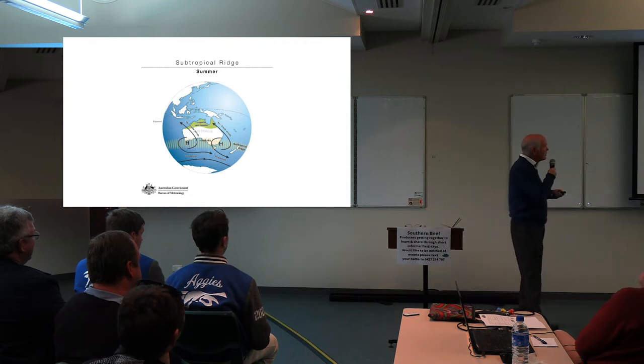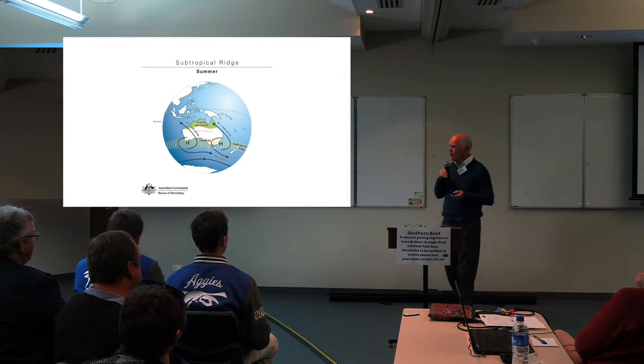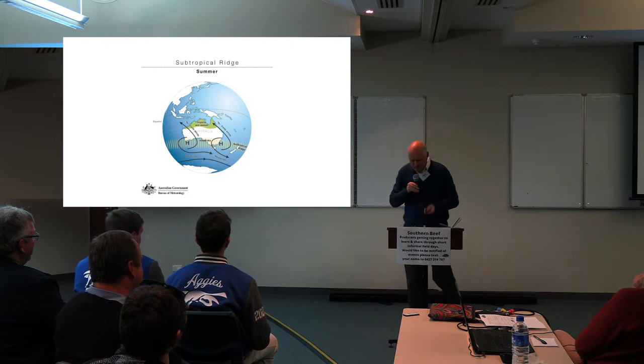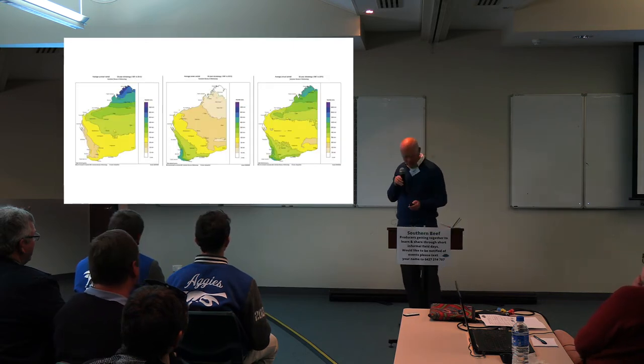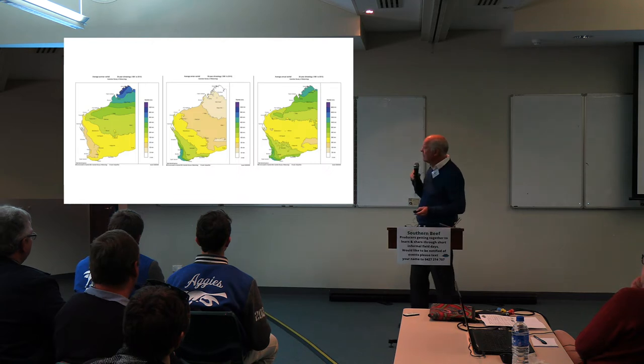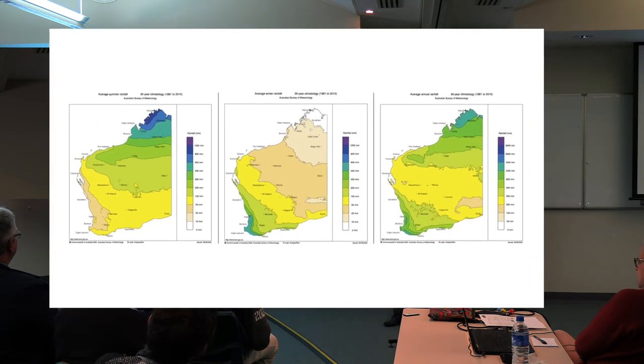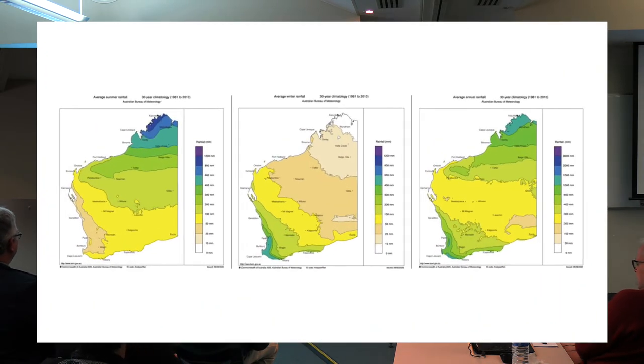So with that subtropical ridge being in the south, we get these very hot, dry, easterly winds. What does that mean for our rainfall pattern? Pretty much this. That is the annual rainfall distribution for the whole of the state, annually. Wet area in the north, wet area in the south. Then when you look into the winter months, what are you seeing? Wet area in the south, dry area in the north.